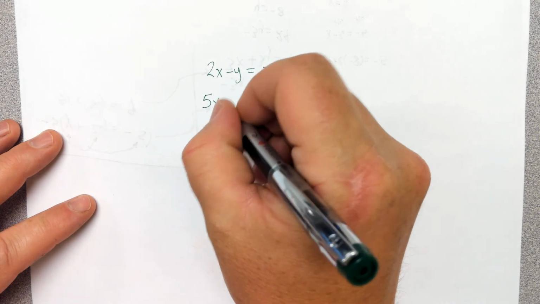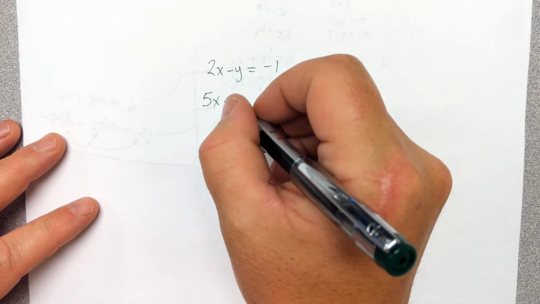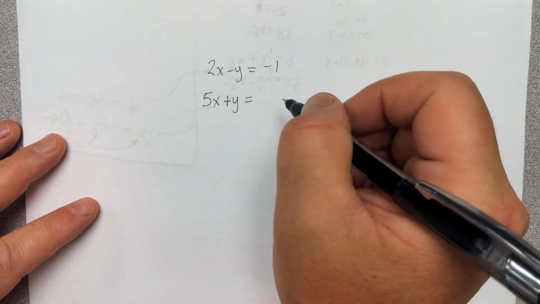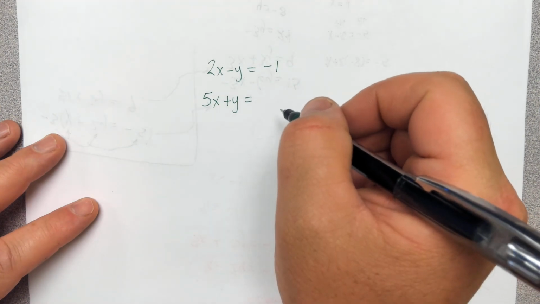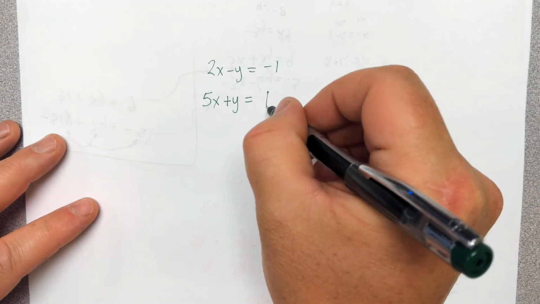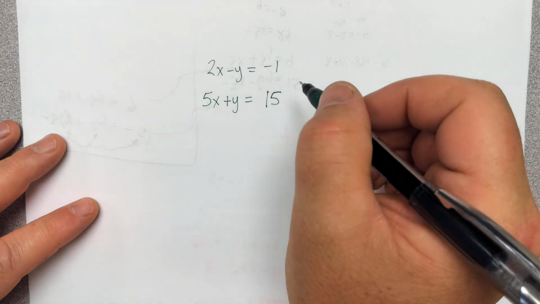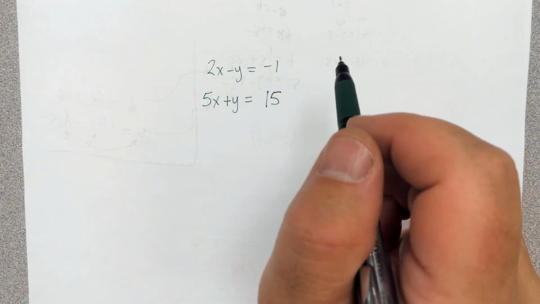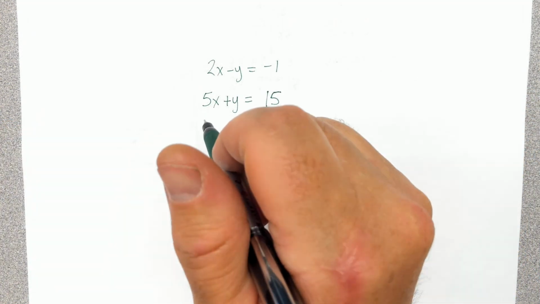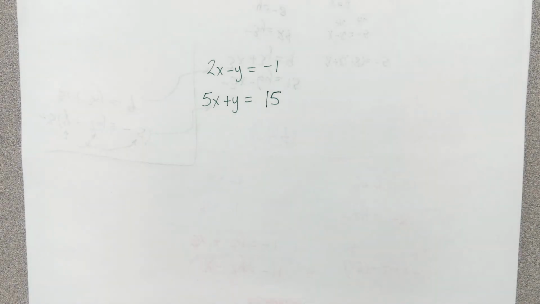And then let's do 5x plus y equals 15. Let me make sure my numbers are right real quick. Okay, that's good. Let's try that one. You're going to get rid of the y, I think, right? Yeah, you don't even need to multiply on this one.